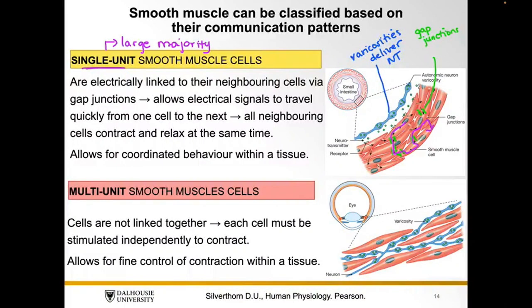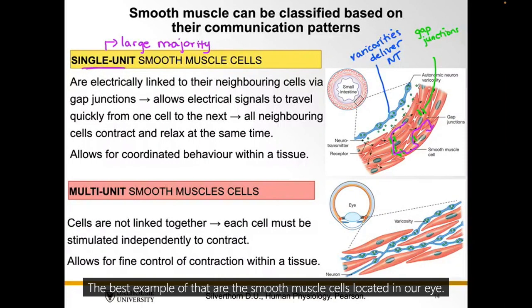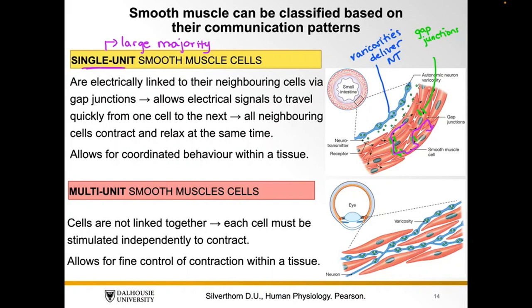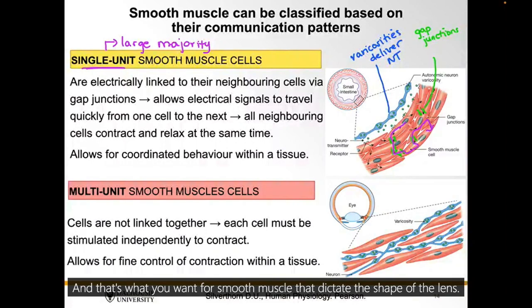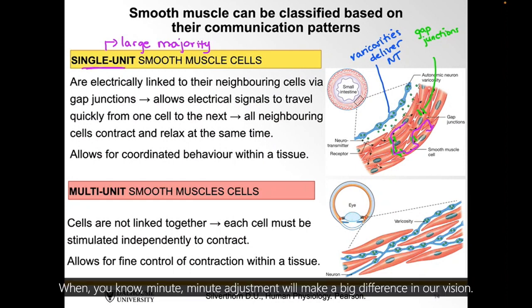The other type of smooth muscle cell is called a multi-unit muscle cell. And this is when cells are not linked together, and therefore each cell must be stimulated independently in order to contract or in order to relax. The best example of that are the smooth muscle cells located in our eye. And that's because when our body can control every cell individually, it allows for a very, very fine control of contraction within a tissue. And that's what you want for smooth muscle that dictate the shape of the lens, where minute adjustments will make a big difference in our vision.